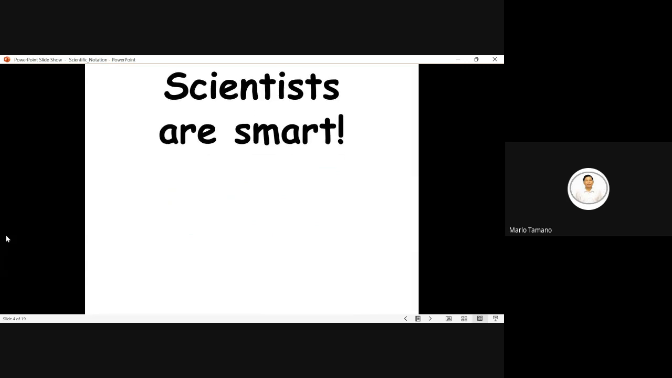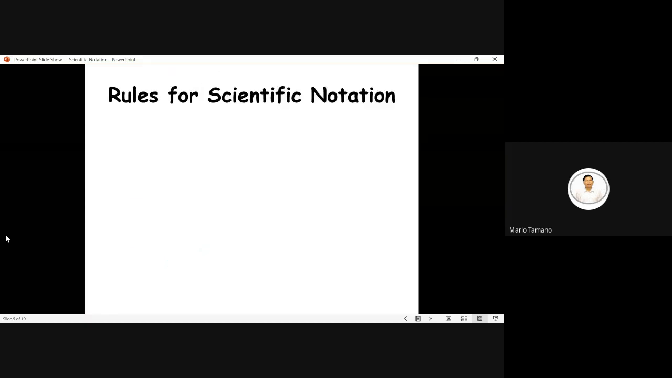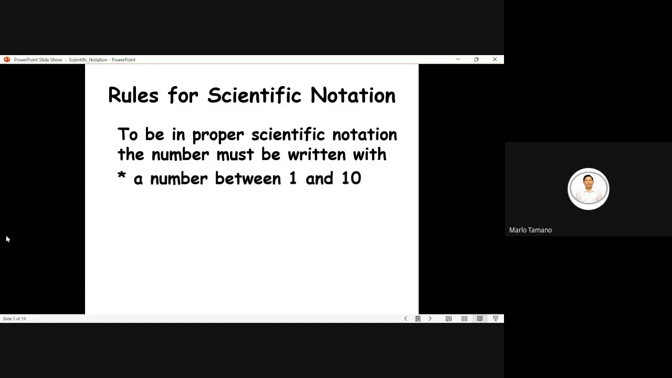Scientists are smart. They decided that by using powers of 10, they can create short versions of long numbers. These are the rules. To be in proper scientific notation, the number must be written as a number between 1 and 10. So when you say between 1 and 10, maybe greater than 1 but less than 10. And multiplied by a power of 10.